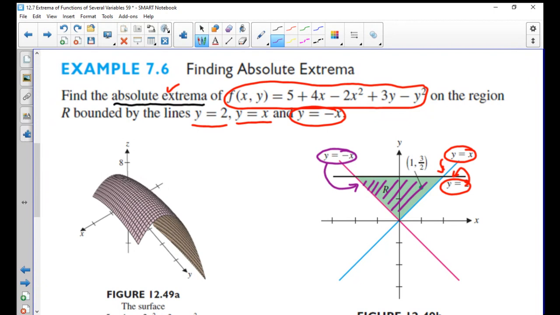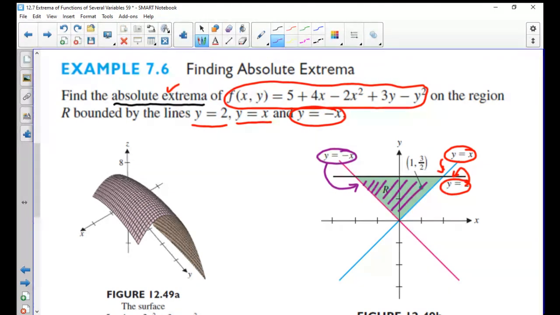And in that region R, the function f is defined, so it has a value at each point. And of all these values, there will be the largest one. So what is it exactly? What is the largest value of the function and what is the smallest value?